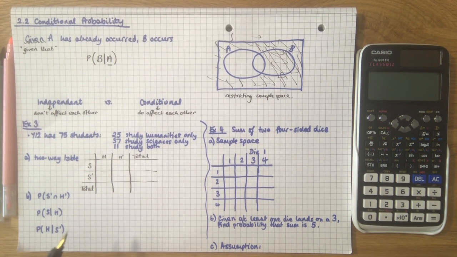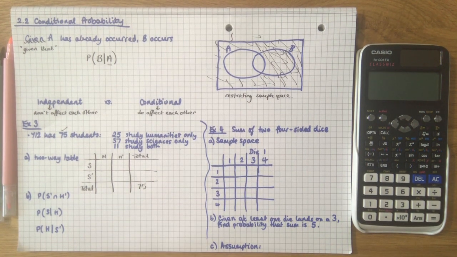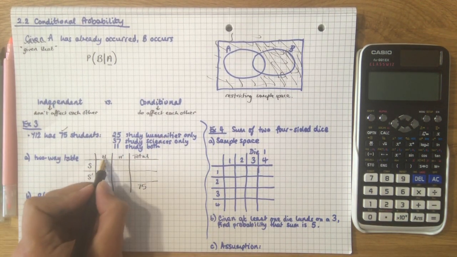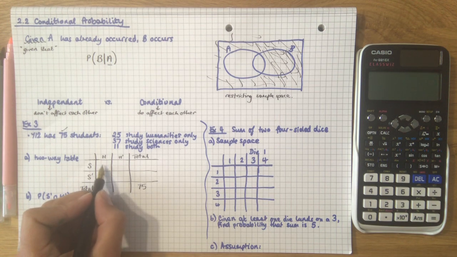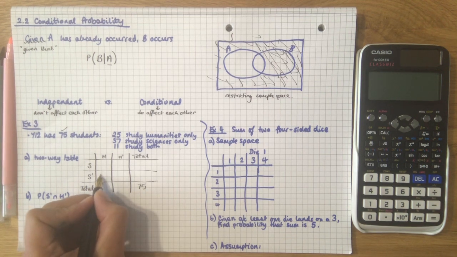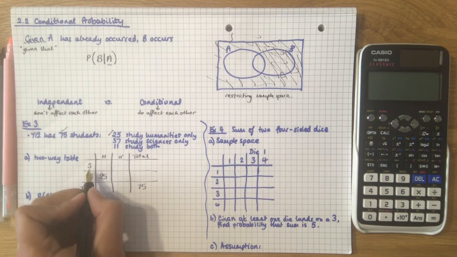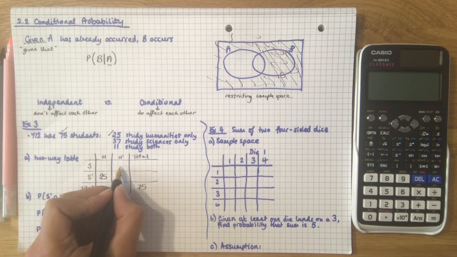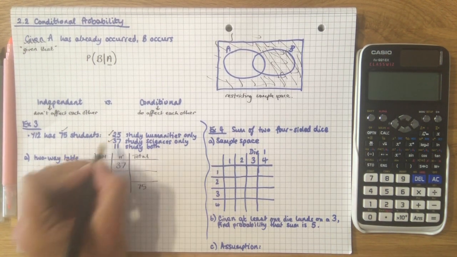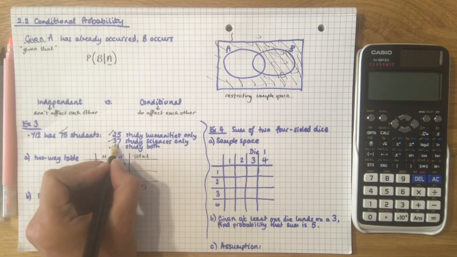Now let's have a look at populating this. So we have 75 students altogether. So 75 goes there. 25 students study humanities only. Where does humanities only happen? So this is the humanities column. This one is humanities and sciences, this is humanities and not sciences. So this is humanities only. So 25 students there. Similarly, for sciences only, that's going to be not humanities and sciences, but sciences and not humanities. So that's 37 students there. And then finally, 11 students study both. So that goes here because this is sciences and humanities.